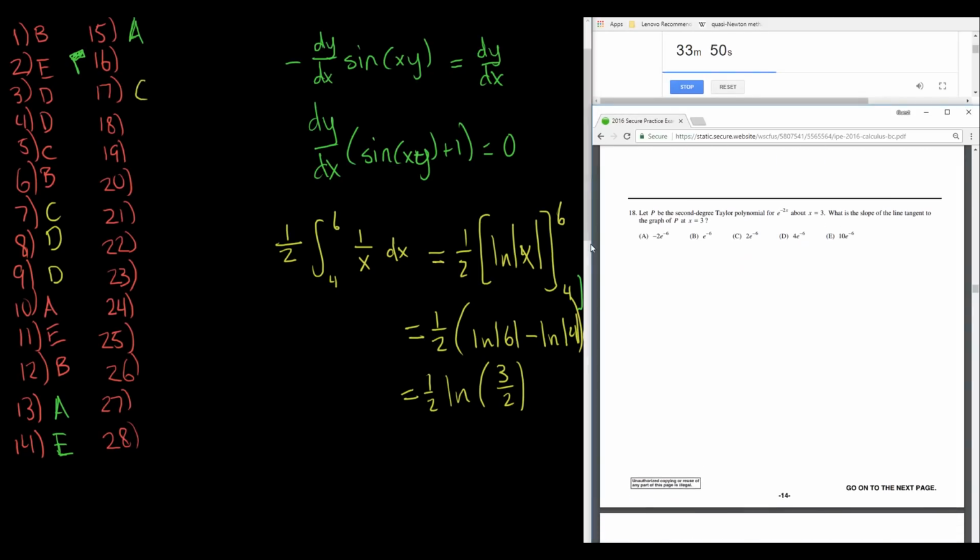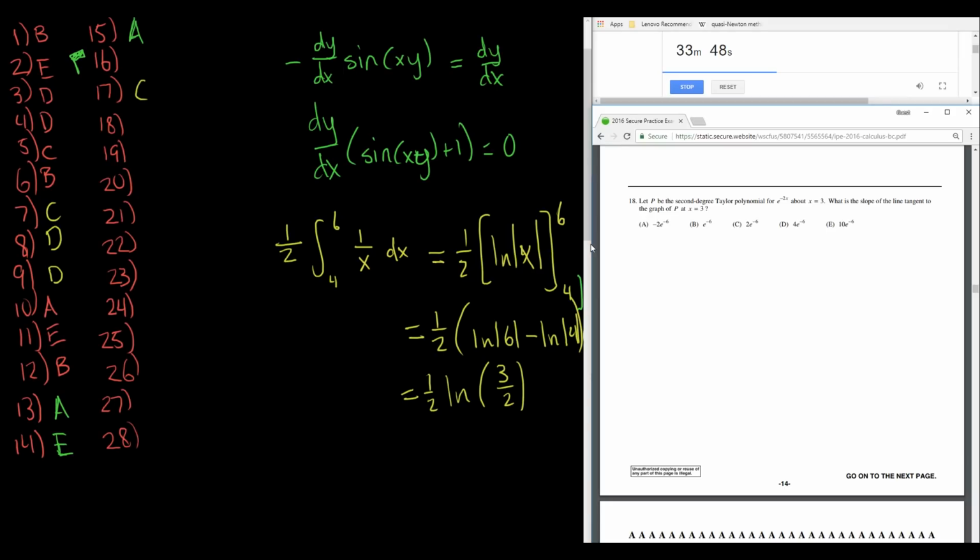Let p be the second degree Taylor polynomial for e to the negative x about x equals 3. What is the slope of the line tangent to the graph of p at x equals 3? Alright, so p is the second degree polynomial. Oh, yeah. One thing to make sure you're doing is actually reading, not just skimming and glancing, and understanding as you read. Slope of the tangent line to p at x equals 3.